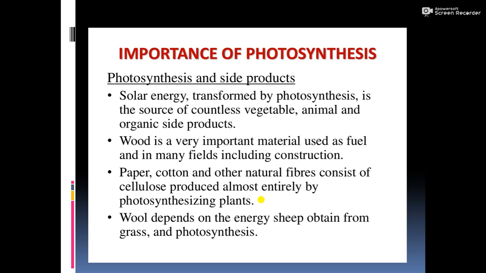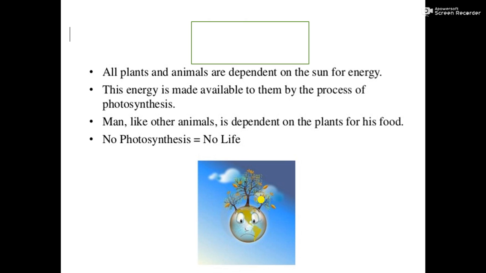Now, photosynthesis and side products. Solar energy transformed by photosynthesis is the source of countless vegetable, animal, and organic side products. Wood is a very important material used as fuel and in many fields including construction. Paper, cotton, and other natural fibers consist of cellulose produced almost entirely by photosynthesizing plants. Wool depends on the energy of sheep obtained from the grass and photosynthesis.